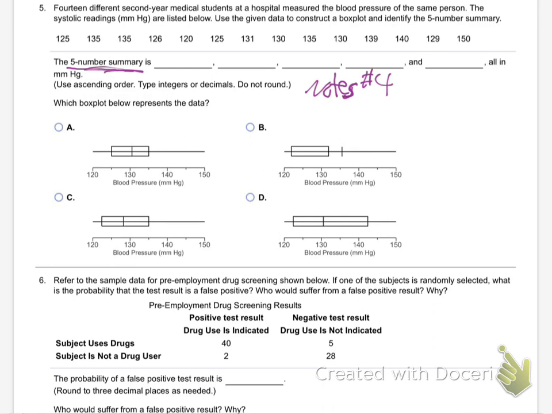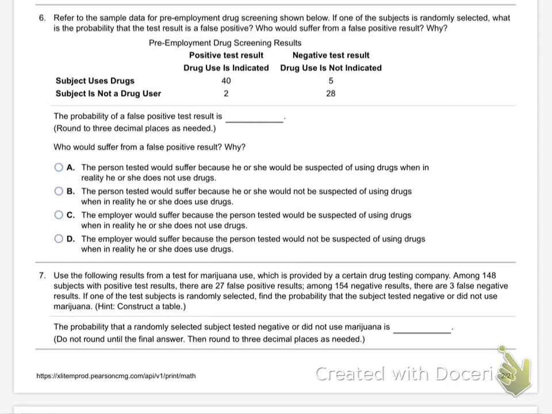Let's keep moving. Number 6. Now this one gives you some table. Here, let's move it over. Now, number 6, I'm going to actually do it because there's nothing in the notes about this. It's basically just making a table. Probability, well, it's got a table already.